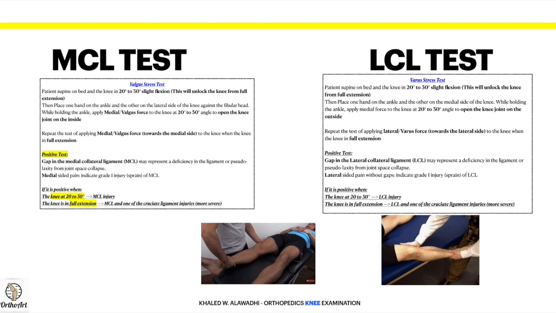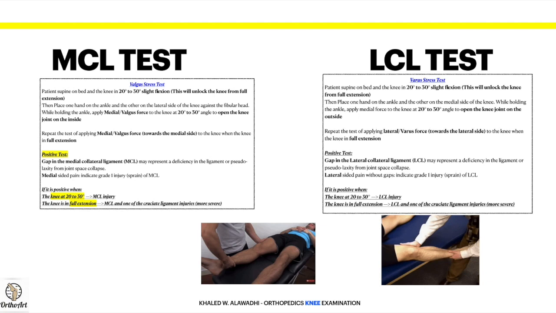You do it 2 times. You do it at 20 to 30 degrees angle and in full extension. A positive test is when there's a gap in the medial collateral ligament, the MCL, meaning there's a deficiency in the ligament or pseudolaxity from the joint space collapse. And the medial-sided pain, sometimes the patient will complain of pain on the medial side, means a grade 1 injury or sprain of the medial collateral ligament.